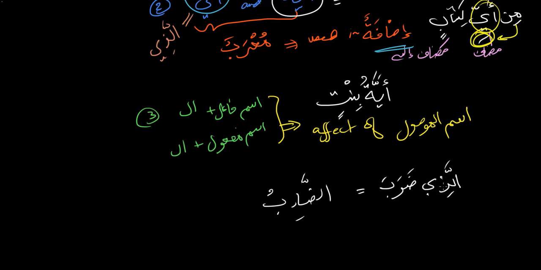As-sami, the one who hurt. An-nasir, the one that helped, alladhi nasara. So this is al only when it's with ism fa'il and ism maf'ul, doers and those done upon. And the last category is zu.